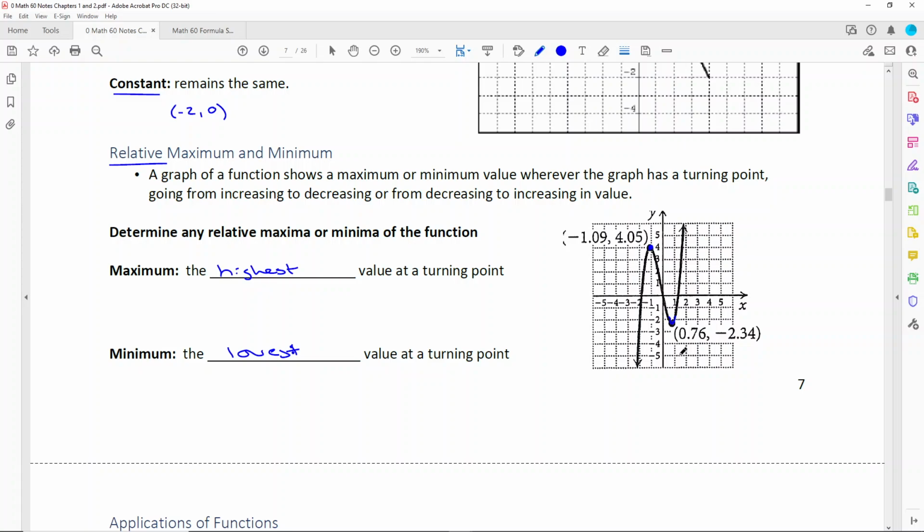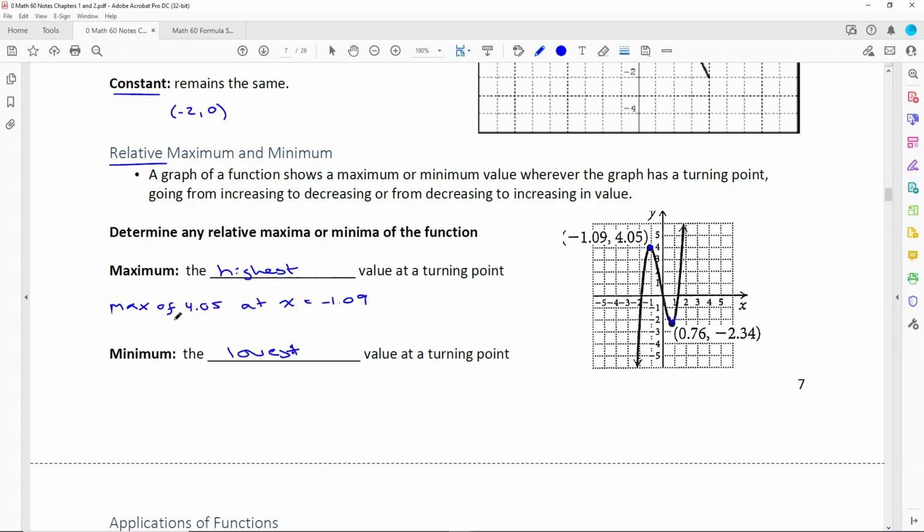Now here's the weird part. We don't just say points. We're not like, okay, well the maximum is -1.09 and 4.05. Instead we say it's a max of 4.05 at x equals -1.09. So it's very specific language they use. So it's a y value of 4.05 when x is -1.09, but instead of saying a y value, we say a max. So it's a max of 4.05 at x equals -1.09.